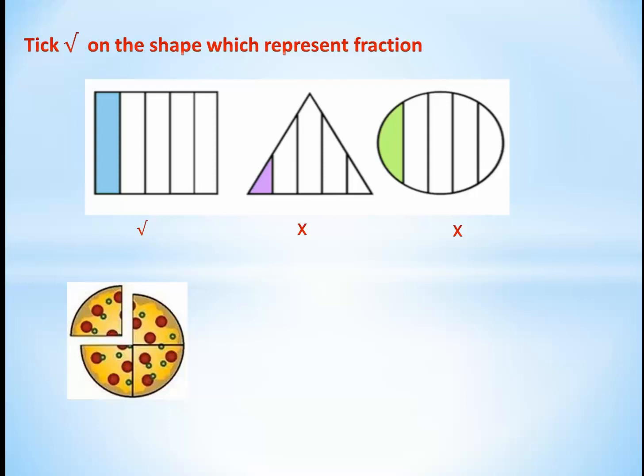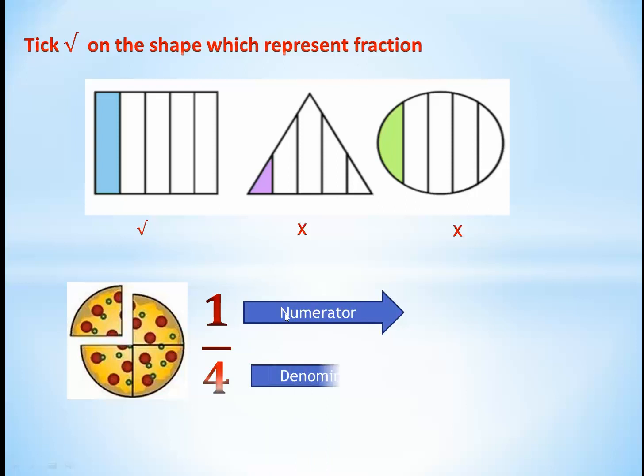Okay, here we know that this part is a fourth. We represent it by 1 over 4. We call 1 the numerator. 1 is the numerator. 4 is the denominator. Don't forget.